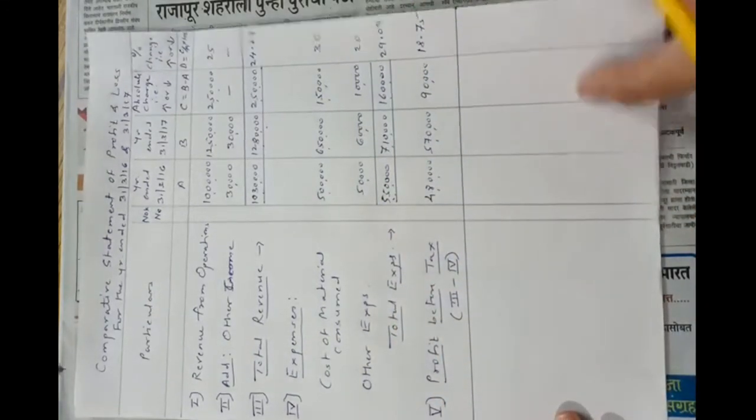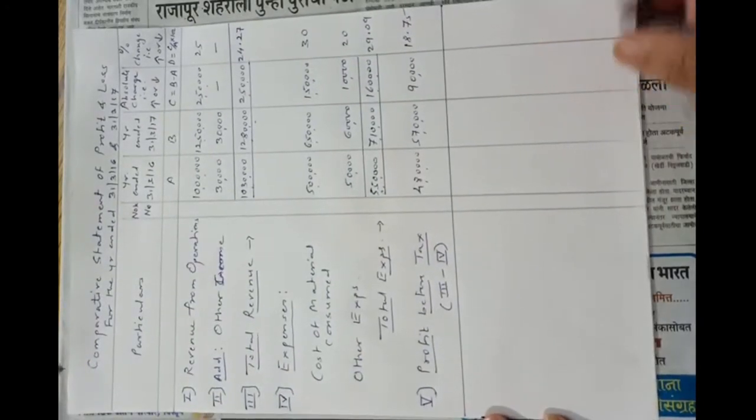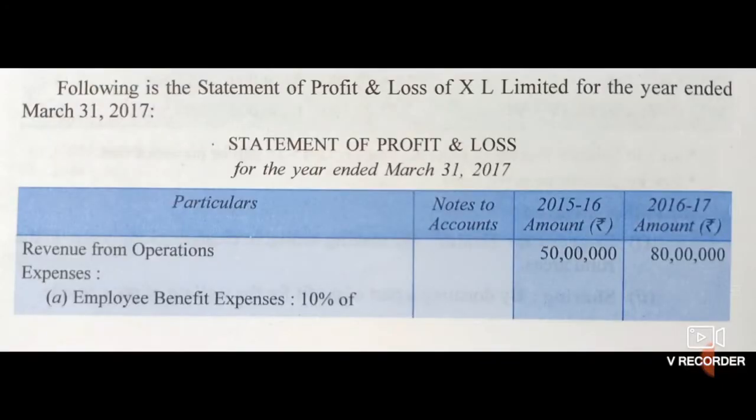In this way, we have to prepare a comparative profit and loss statement. Understood? Now, we will solve the next problem. This is the second problem. We have to prepare a comparative statement of Excel Limited for the year ended 31st March 2017. Details are given here. Particulars, notes to accounts, amounts of the year 15-16 and 16-17.